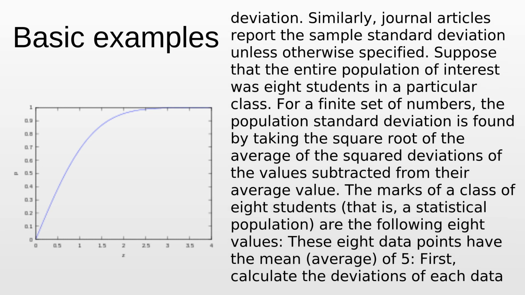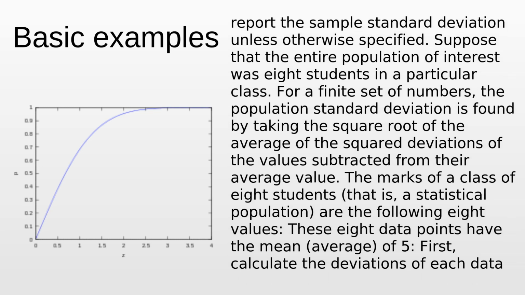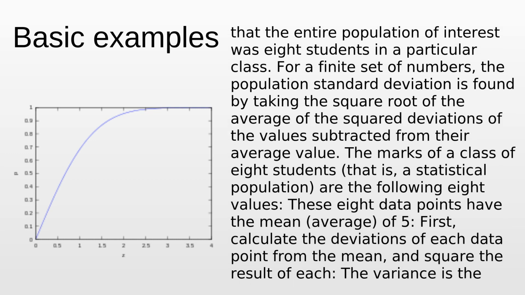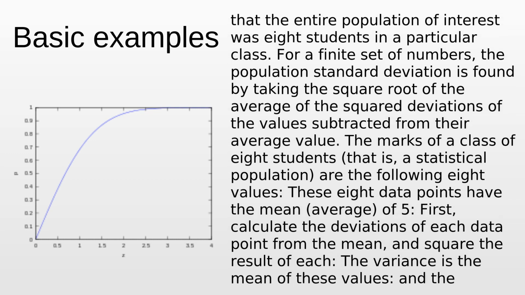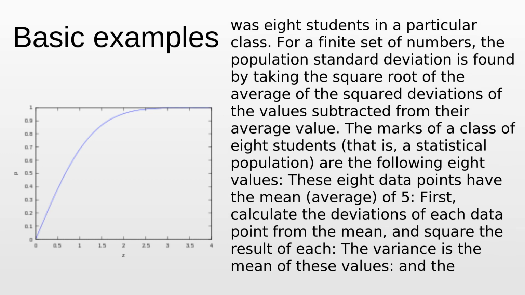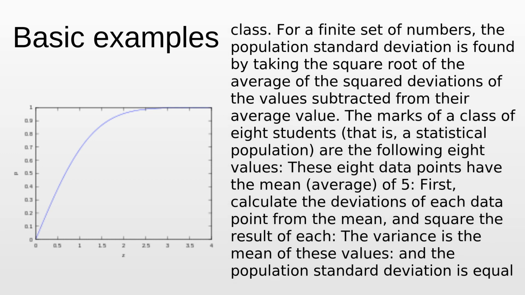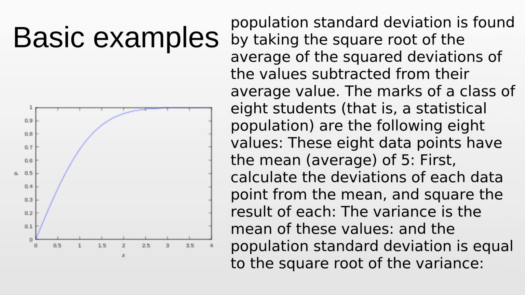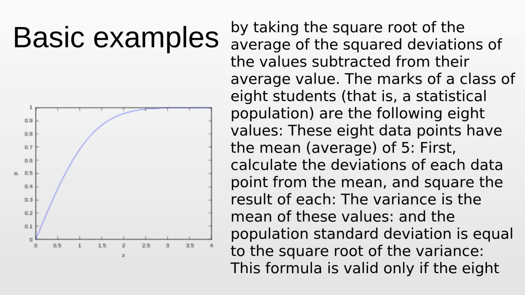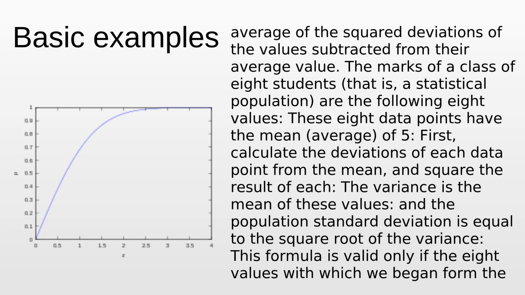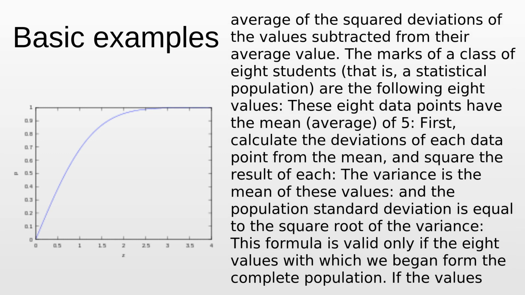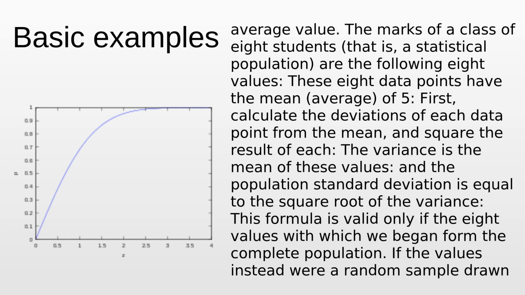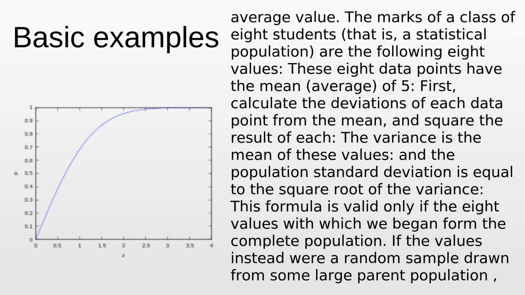Suppose that the entire population of interest was 8 students in a particular class. For a finite set of numbers, the population standard deviation is found by taking the square root of the average of the squared deviations of the values subtracted from their average value. The marks of a class of 8 students, that is, a statistical population, are the following 8 values. These 8 data points have the mean, average, of 5.